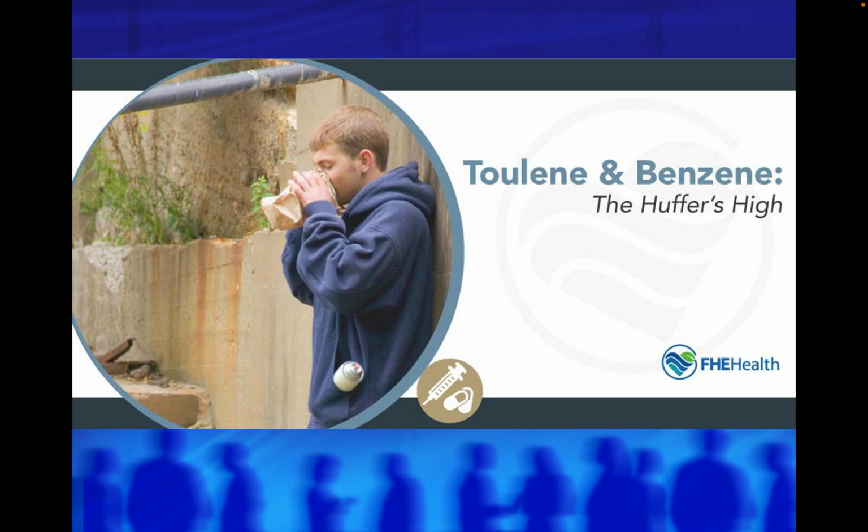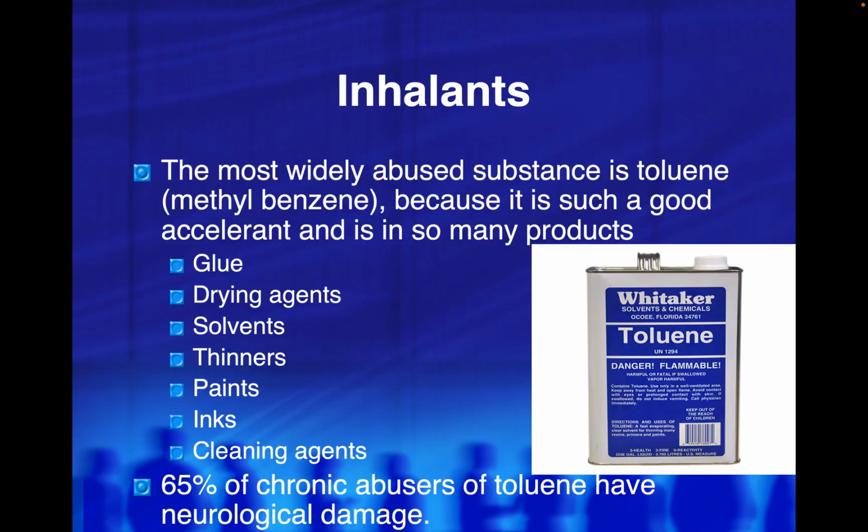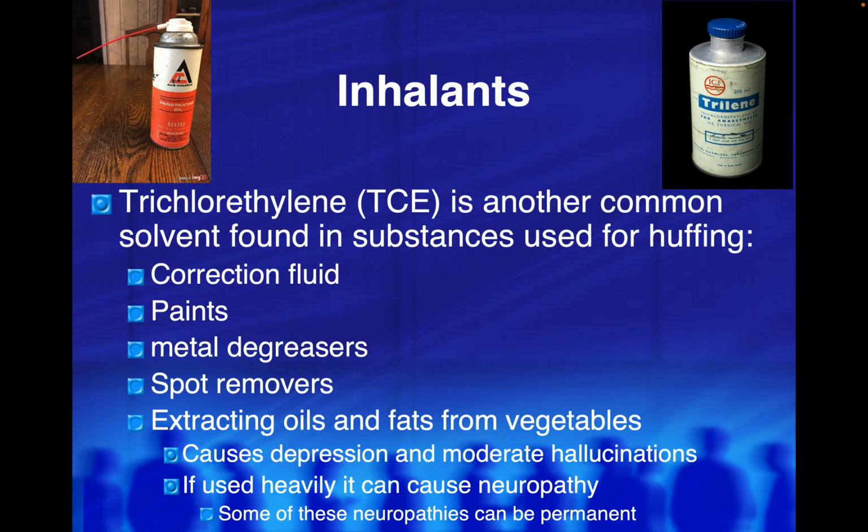Toluene and benzene, the huffer's high. Trichloroethylene, TCE, is another common solvent found in substances used for huffing. One of the things I need you to know is the most common inhalant is toluene, and the one that kills the most people, strangely enough, is gasoline, because it is a hydrocarbon and it does so much damage to your lungs and to your brain.